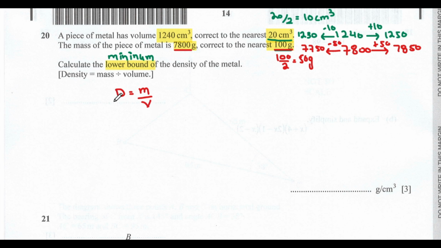Now we have got the upper and lower bound, so let me just write the formula of density, which is mass over volume. If I want the minimum value of density or lower bound of density, I will divide a lower or less value with a bigger value. So I'll get the least value of density. So I'll divide lower bound with upper bound. So lower bound of mass is 7750 and upper bound of volume is 1250. So the value of density for the lower bound is 6.2.